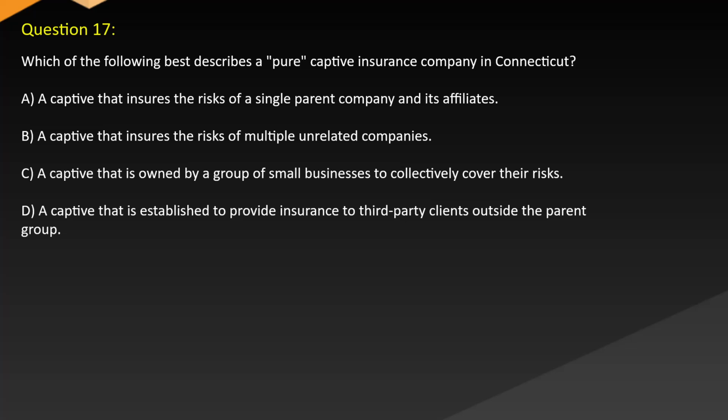A. A captive that insures the risks of a single parent company and its affiliates. B. A captive that insures the risks of multiple unrelated companies. C. A captive that is owned by a group of small businesses to collectively cover their risks. D. A captive that is established to provide insurance to third-party clients outside the parent group.